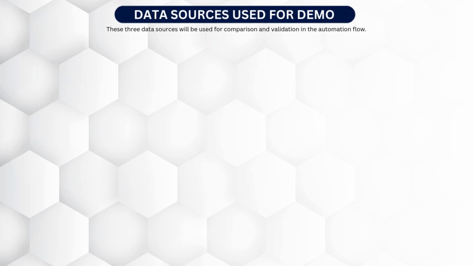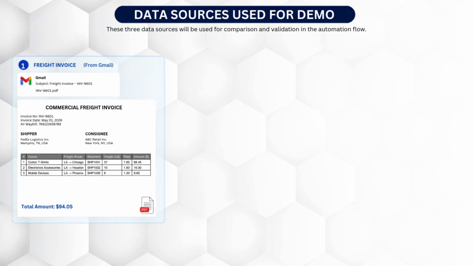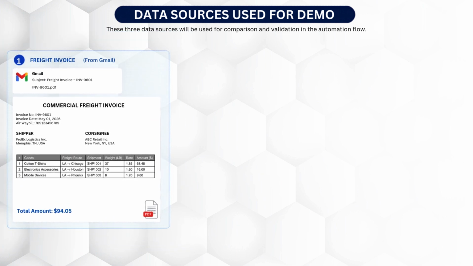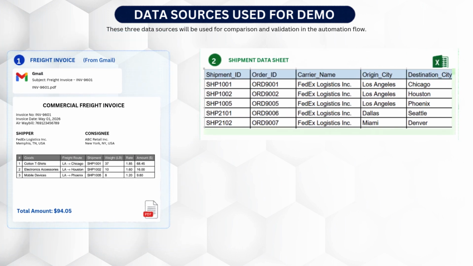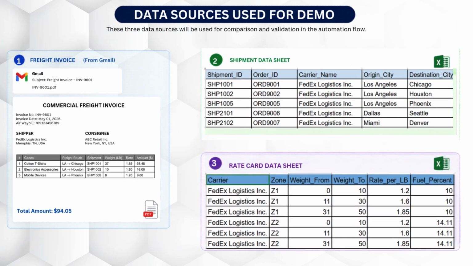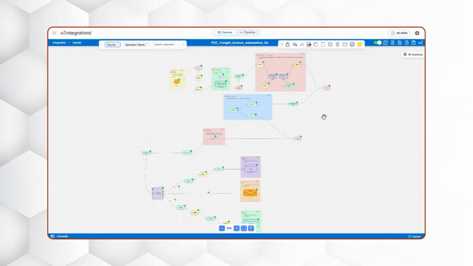Before we begin the demo, let's quickly look at the data sources that will be used throughout the automation process. Here we have the freight invoice from Gmail, along with shipment and rate card data containing shipment details, carrier rates, and surcharge information from any enterprise systems like Google Drive or data warehouses. Let's start with the demo.